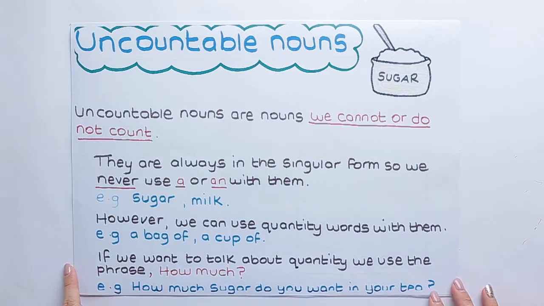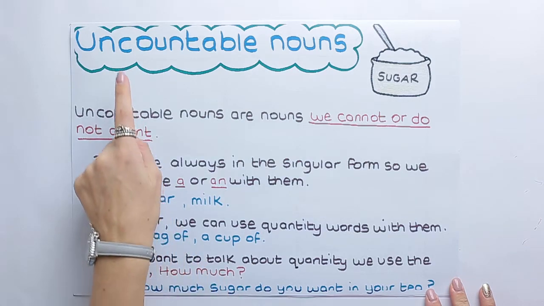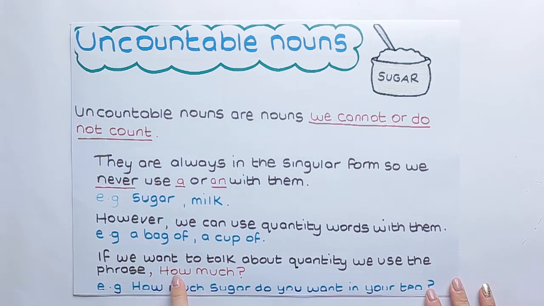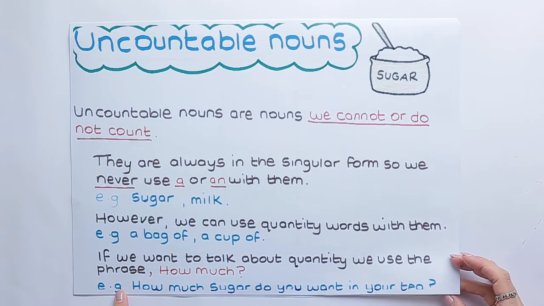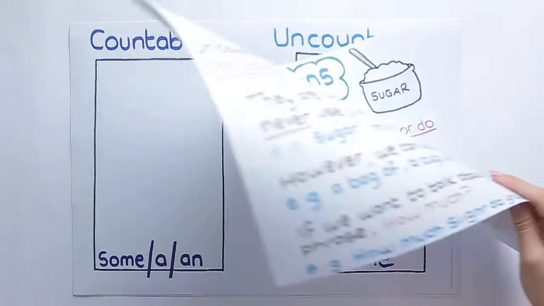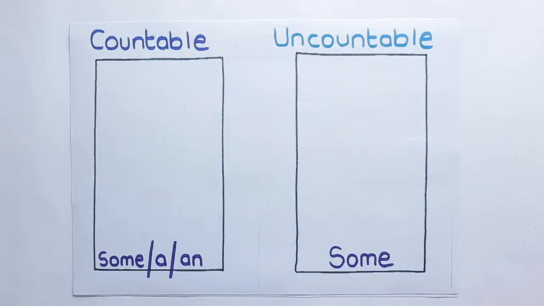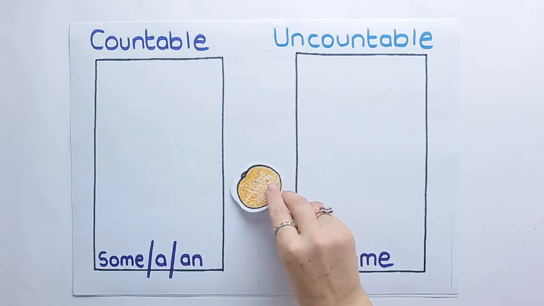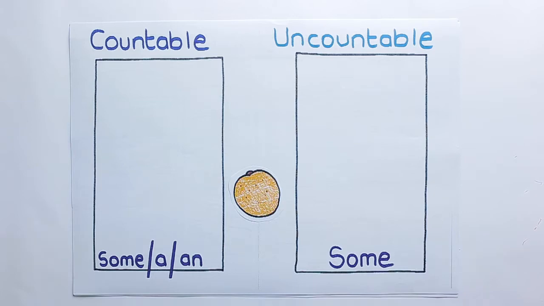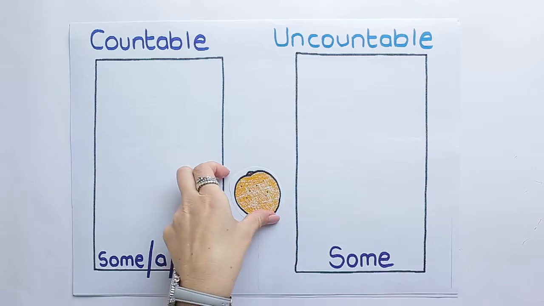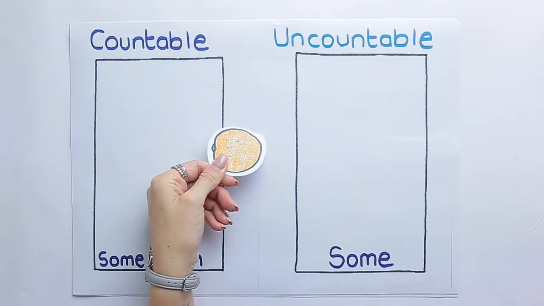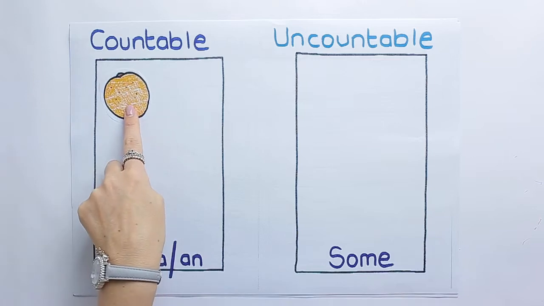If we want to talk about quantity, we use the phrase how much. Uncountable nouns, how much. For example, how much sugar do you want in your tea? Let's have a look at some examples. This is an orange. Can you count an orange? Yes, you can. There is one orange, an orange. It's countable.